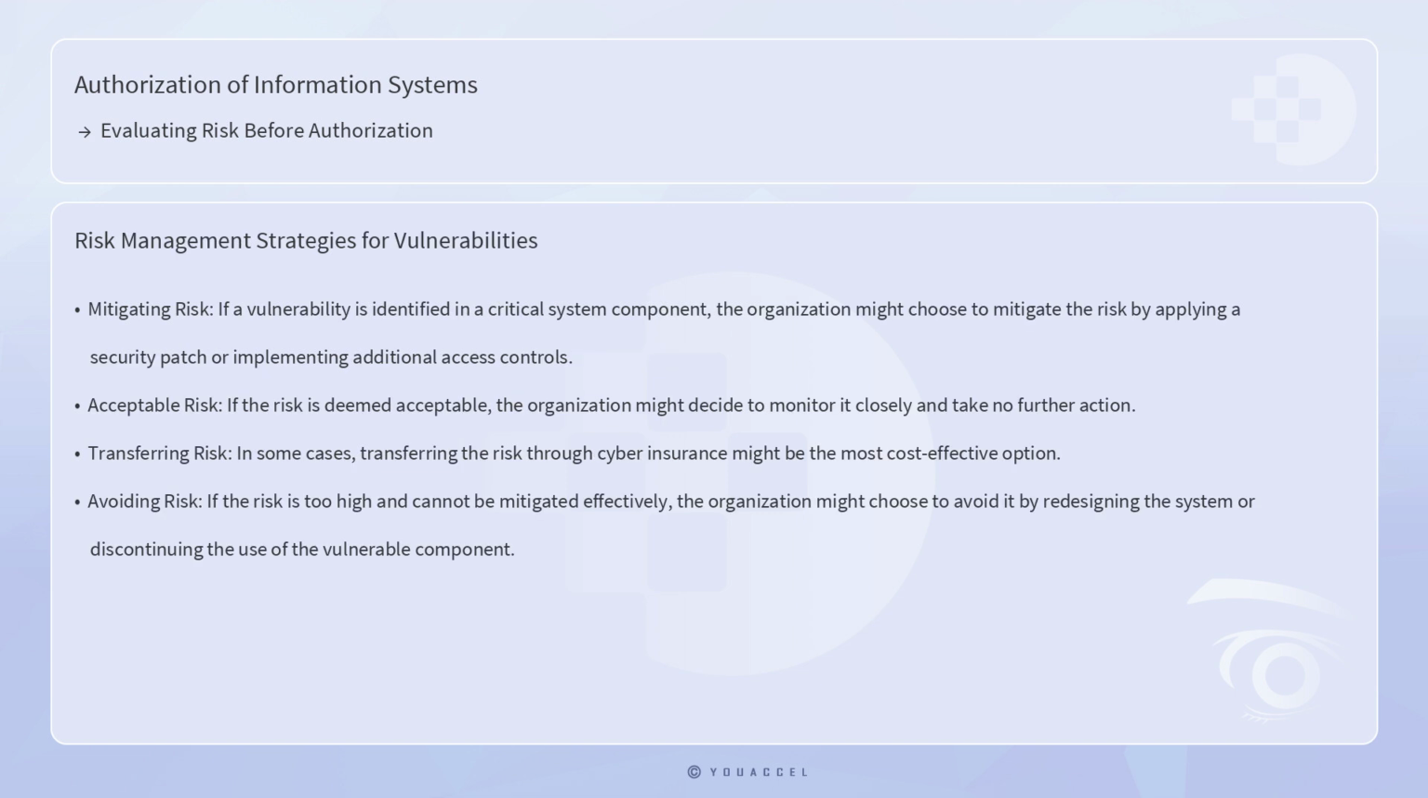For example, if a vulnerability is identified in a critical system component, the organization might choose to mitigate the risk by applying a security patch or implementing additional access controls. If the risk is deemed acceptable, the organization might decide to monitor it closely and take no further action. In some cases, transferring the risk through cyber insurance might be the most cost-effective option. Alternatively, if the risk is too high and cannot be mitigated effectively, the organization might choose to avoid it by redesigning the system or discontinuing the use of the vulnerable component.